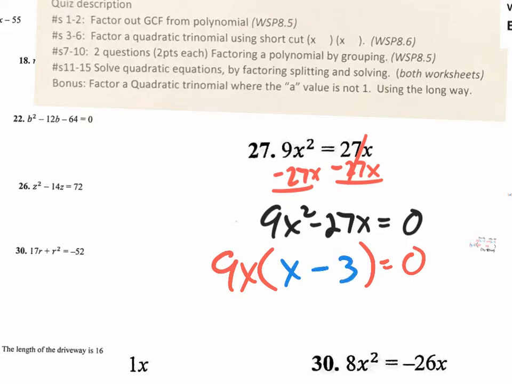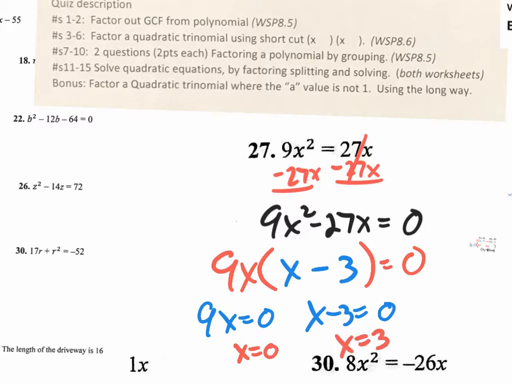Now that you have something times something equals 0, you could split them and set them each equal to 0. So 9x could be equal to 0. X minus 3 could be equal to 0. And when you solve both of those, you're going to get x equals 0 because if you divide by 9, 0 divided by 9 is still 0. And x equals 3 because add 3 to both sides, x will equal 3. Those are your 2 answers. You have to write both answers to get full credit.